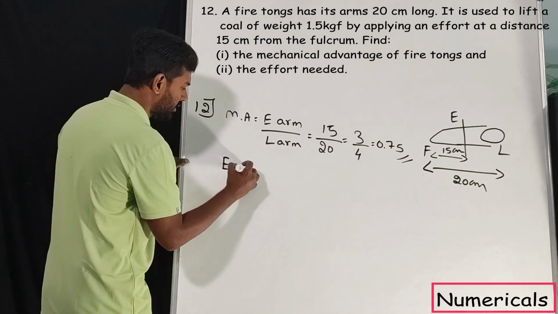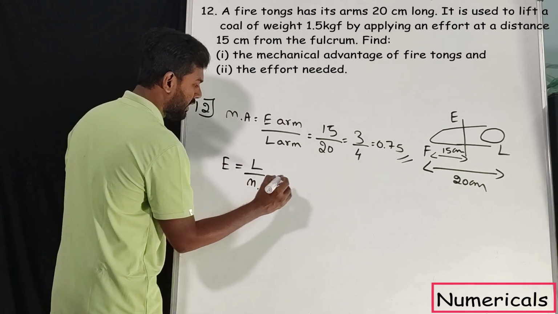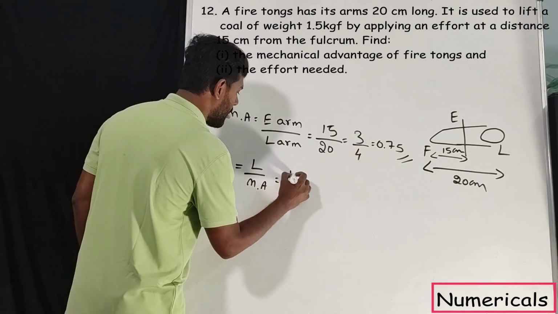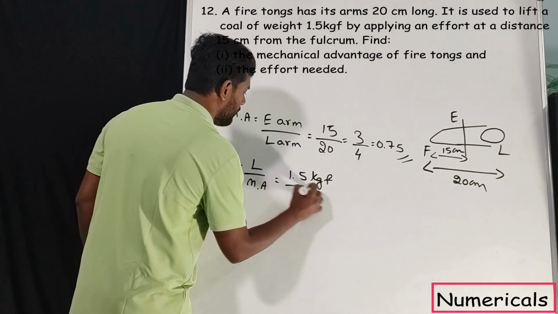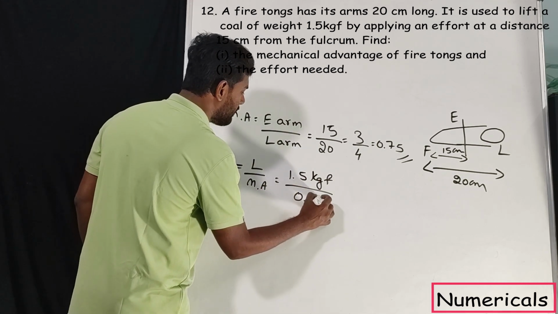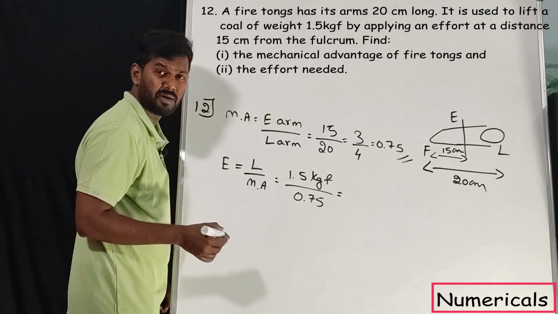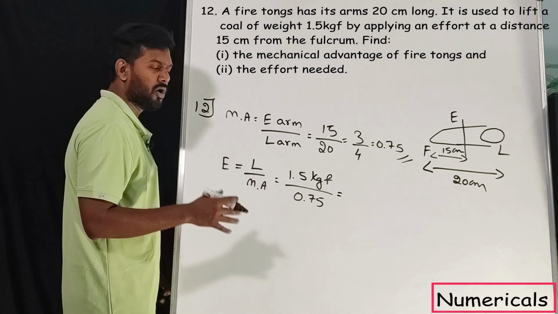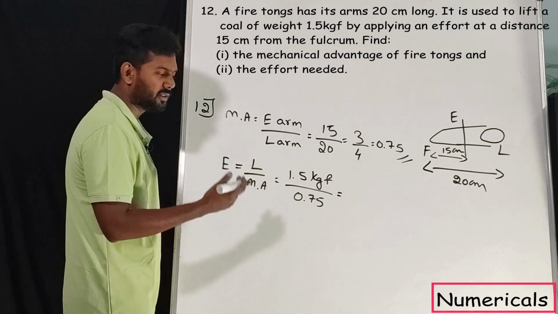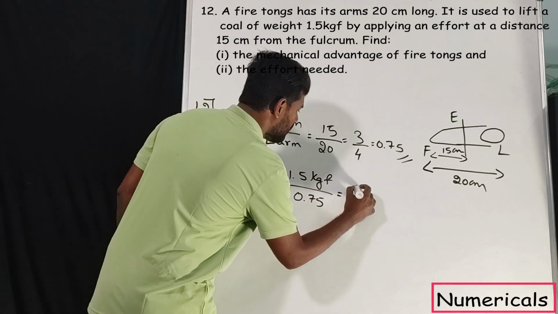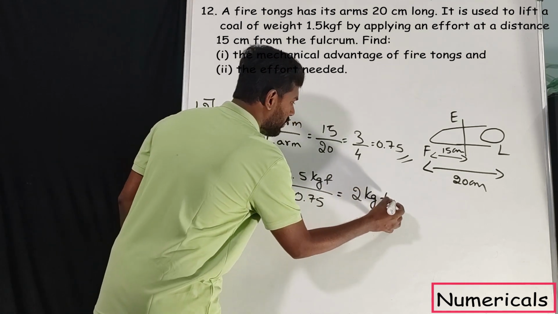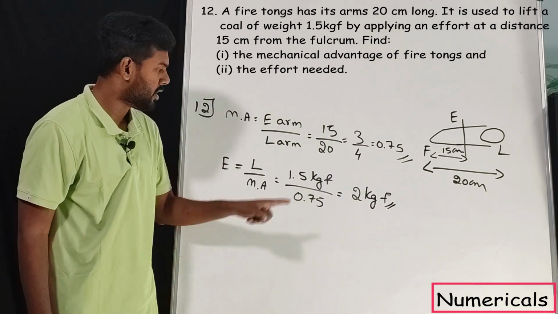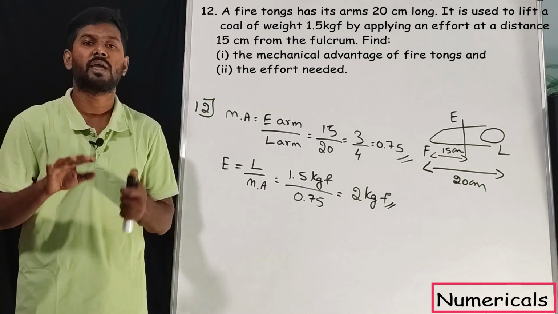Next we need to find effort. Effort will be equal to load by mechanical advantage. Load is 1.5 kgf, and mechanical advantage is 0.75. So 1.5 divided by 0.75. You can use any method to calculate the answer. There is no rule that you have to calculate in this method only. If you can logically solve this, the answer will be 2 kgf. Why kgf? Because we are finding effort, and the unit of load is kgf, so the unit of effort will also be kgf.